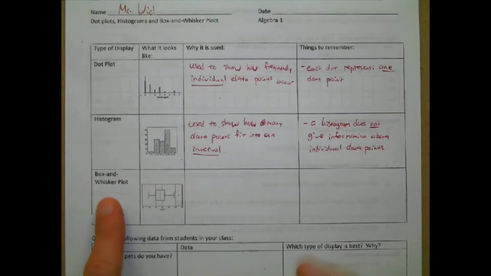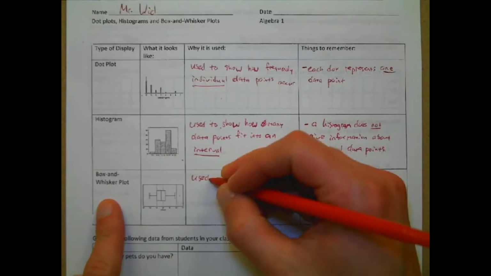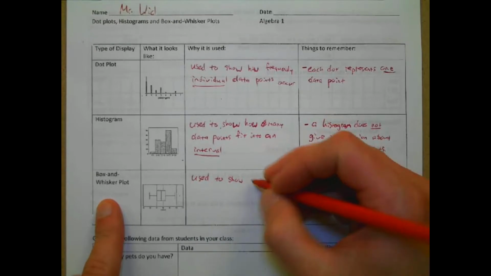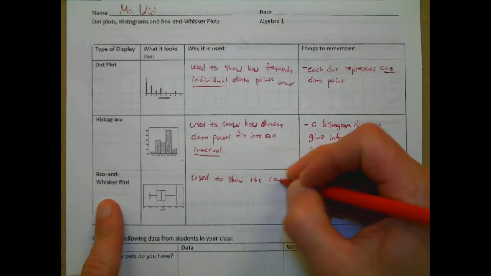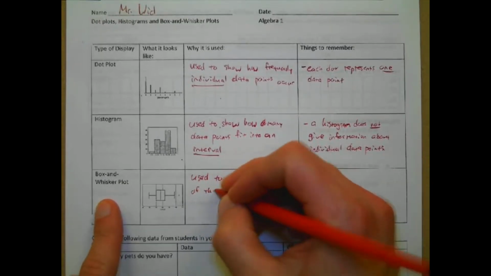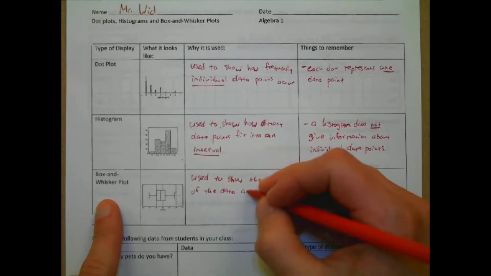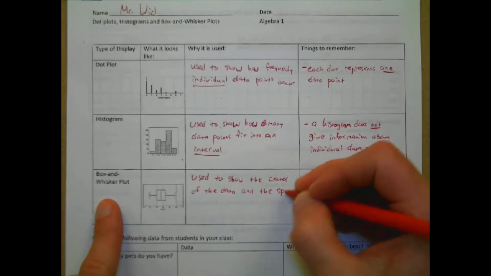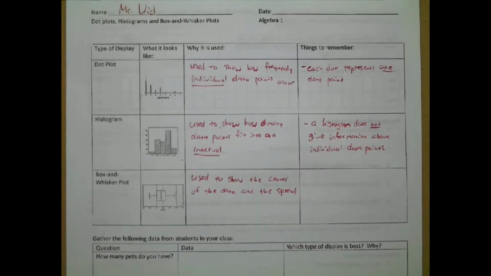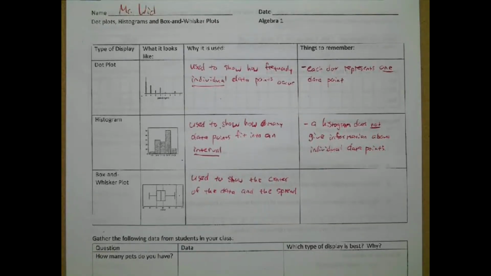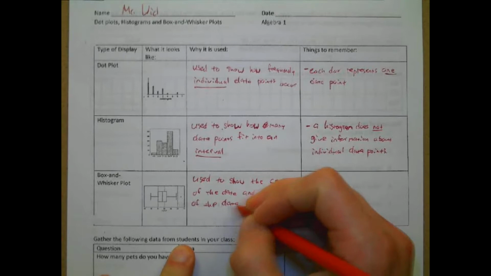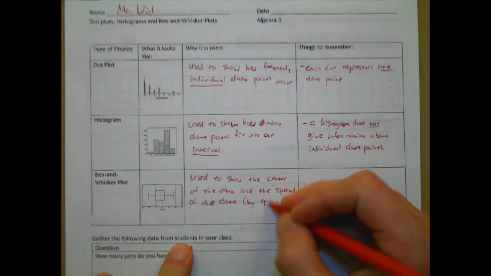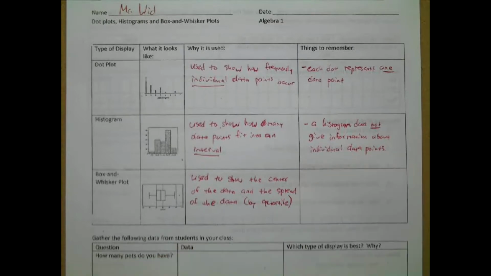And finally, the box and whisker plot. It's used to show the center of the data, I would say, and the spread of the data by quartile.